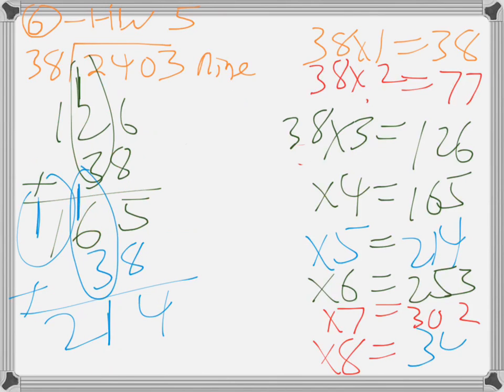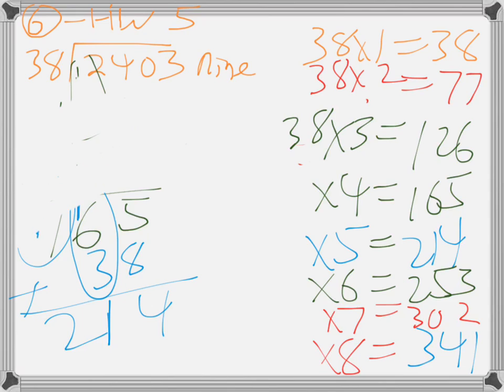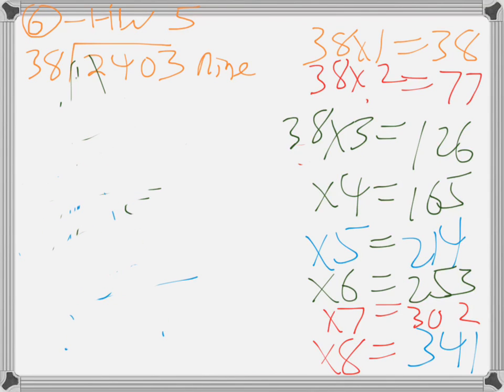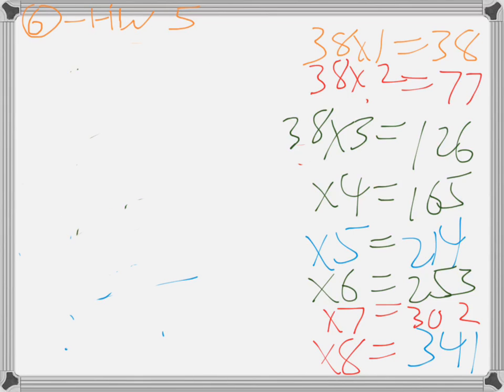All right, so now that we have all that, this problem will be easy. Of course, that was a lot of work. You've got to get all your times tables in your base. And now let's do the rest of the problem. So now 38 into 2403. Let me rewrite it. 38 into 2403.